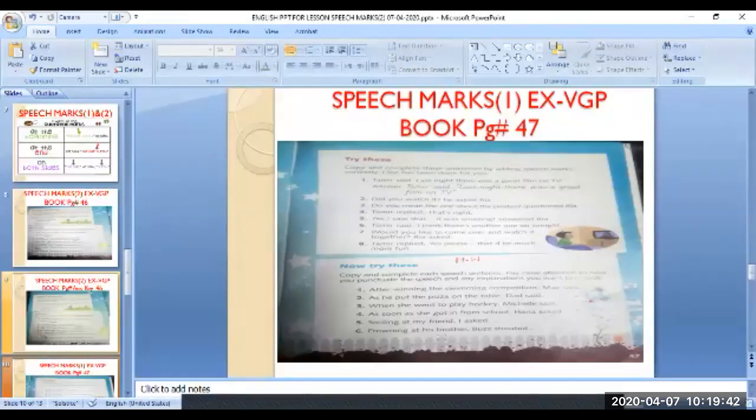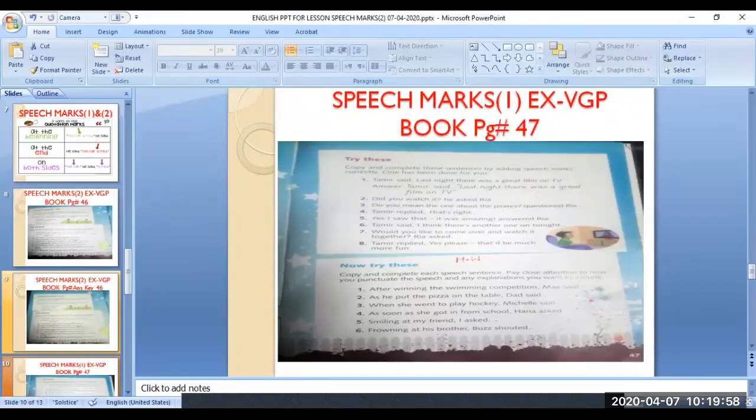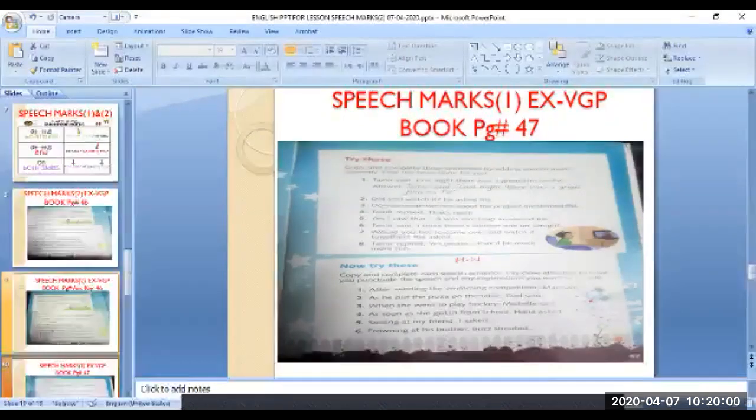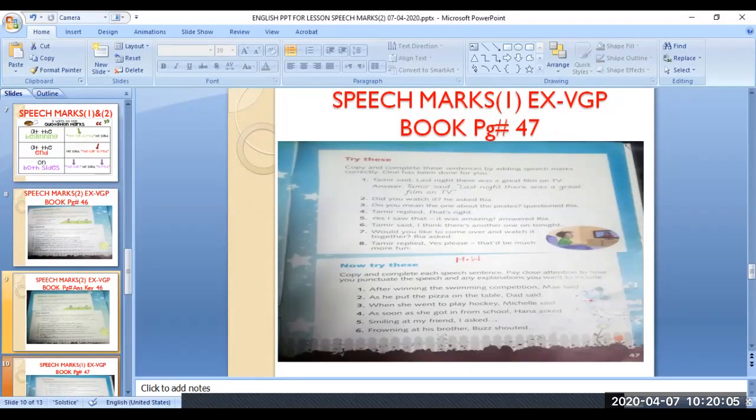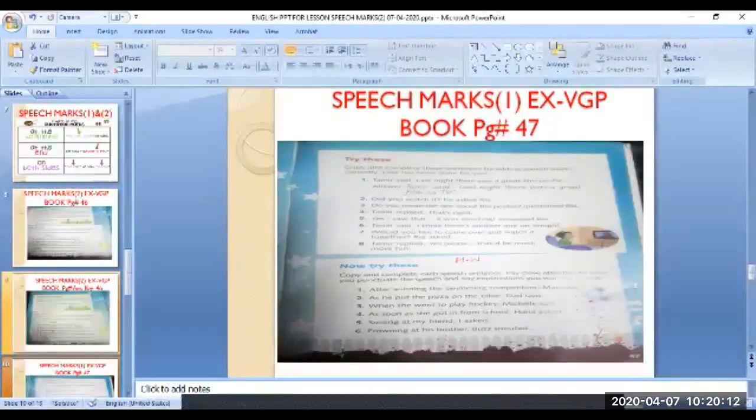Tamir replied, "That's right." Now, how are you going to open the inverted commas here? You're not going to open near Tamir. You're going to open near "That," then right, and the full stop should be inside. "Yes, I saw that. It was amazing," answered Ria. Yes, you have to open the inverted comma near "Yes." Then you're going to close the inverted comma near "amazing," and the exclamation mark should be inside. Okay, then the other things will be done by you.